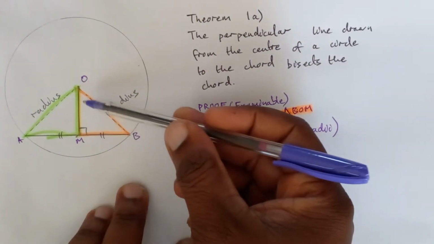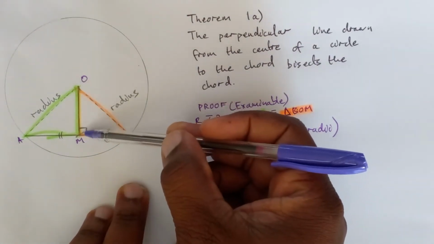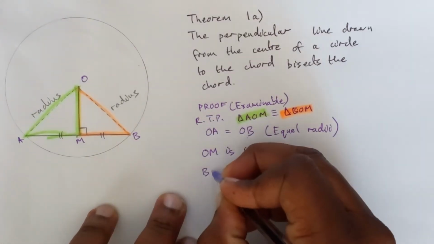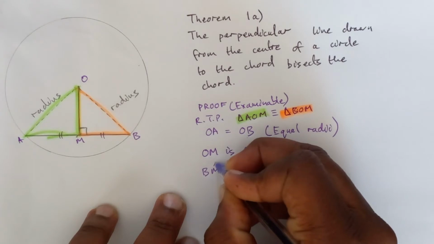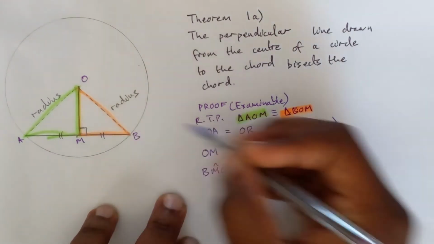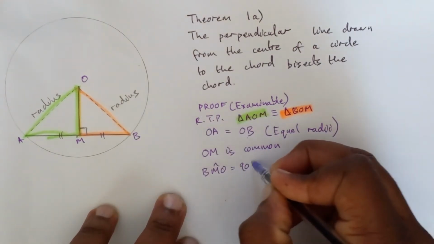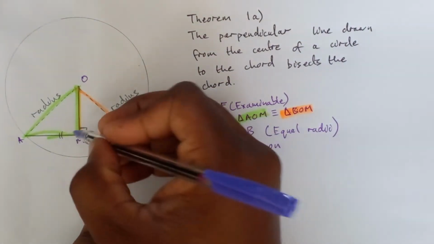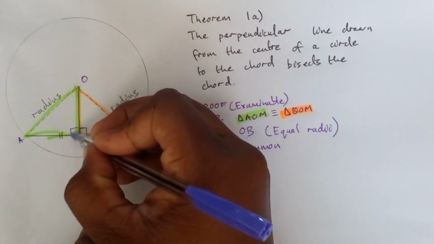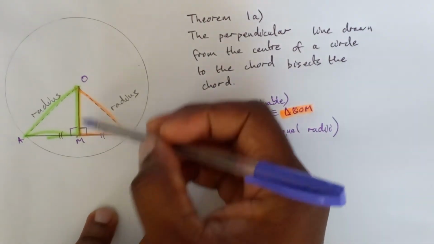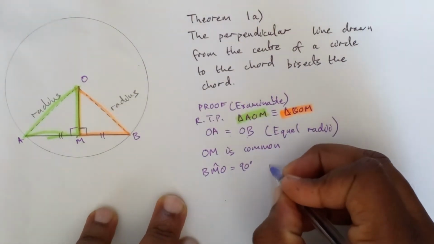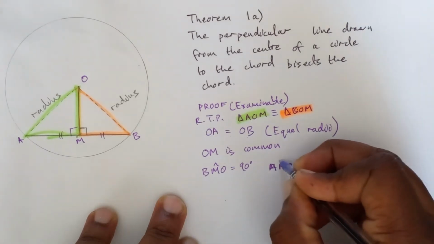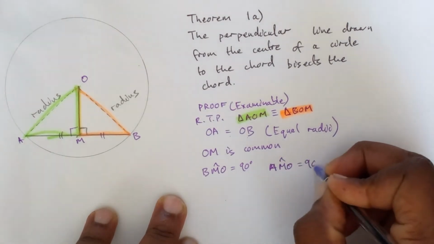Well, we did draw this at an angle of 90 degrees, isn't it? So what that means is that this angle BMO is equal to 90 degrees. Now, remember, a straight line gives supplementary angles. So that means angle AMO is supposed to be also equal to 90 degrees. So angle AMO is also equal to 90 degrees.